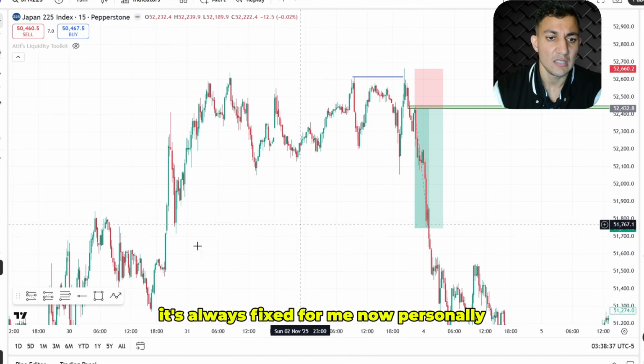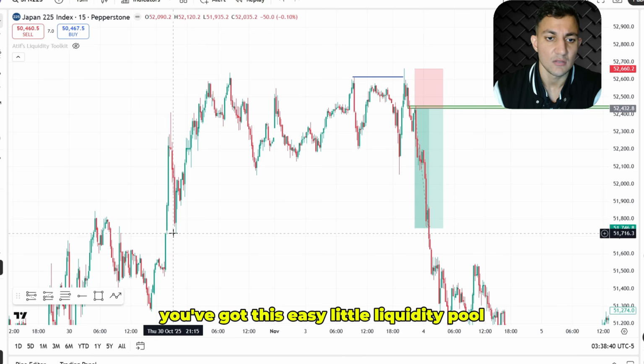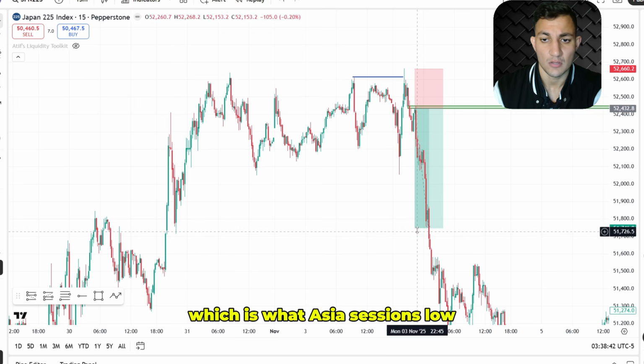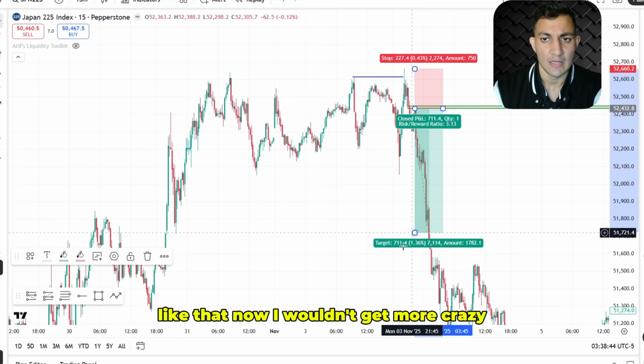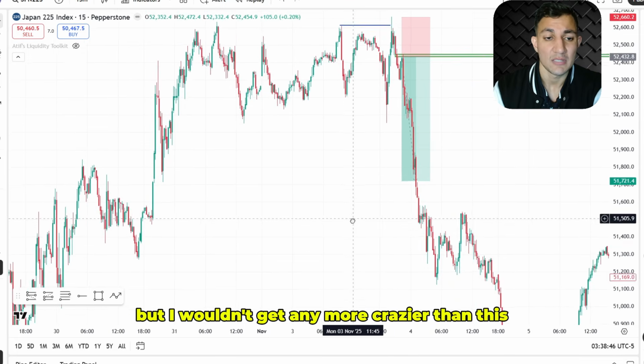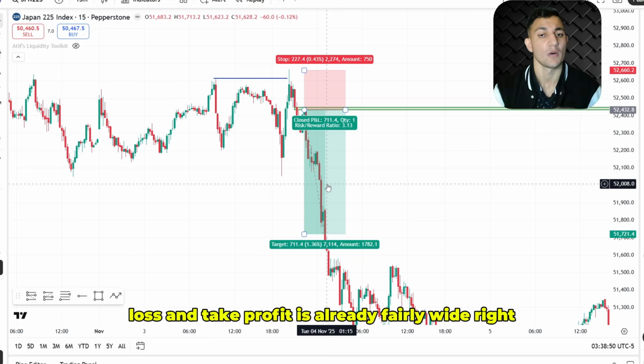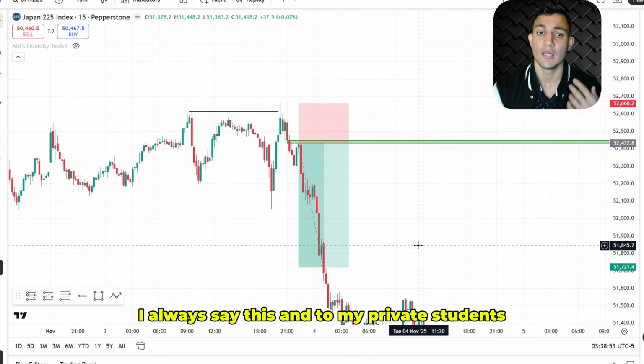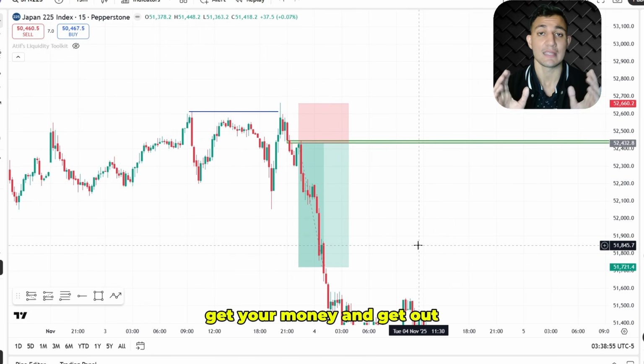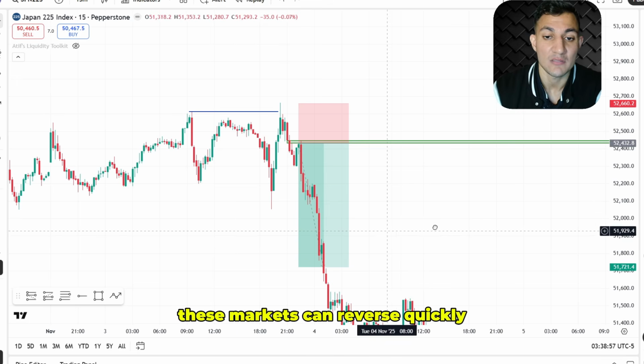Now, personally, if you were trading, you've got this easy little liquidity pool, which is the Asia session's low, like that. I wouldn't get any crazier than this, because the stop loss and take profit is already fairly wide, right? So always be grateful. I always say this to my private students: get your money and get out. Get your money and get out, right? These markets can reverse quickly.